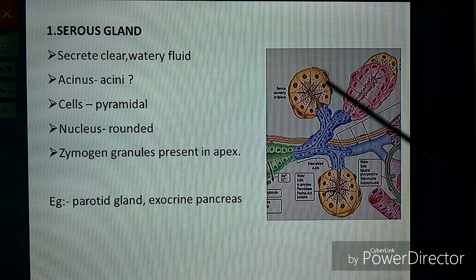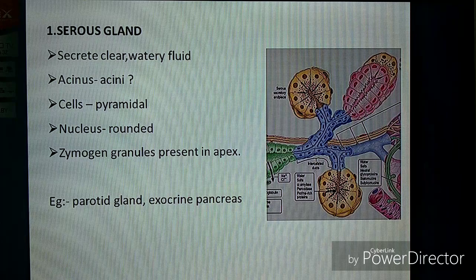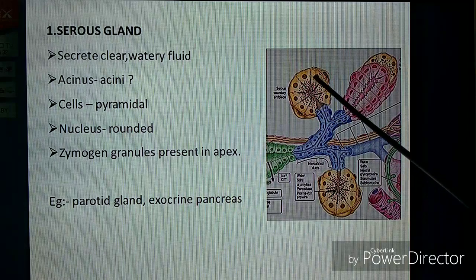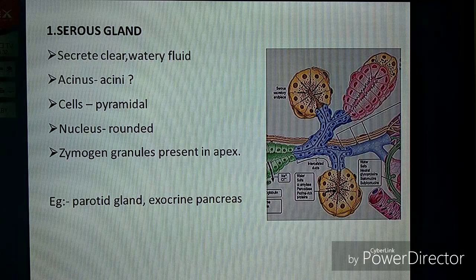Here in the serous acini, the cells are generally pyramidal in shape. And if you consider the nucleus, you can see a centrally placed rounded nucleus. So each pyramidal shaped secretory cell shows the presence of a centrally placed rounded nucleus. And the most important feature here, in the apex portion of each and every cell, we can see the zymogen granules or the secretory granules.